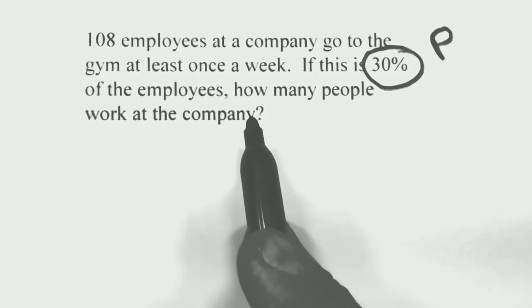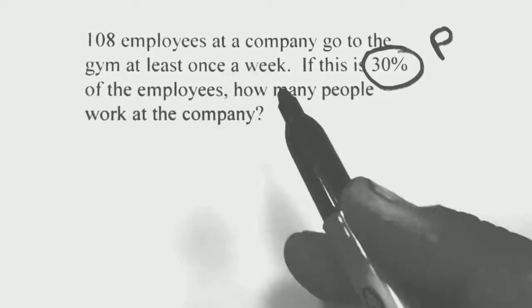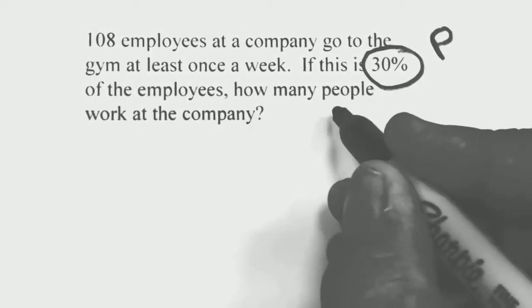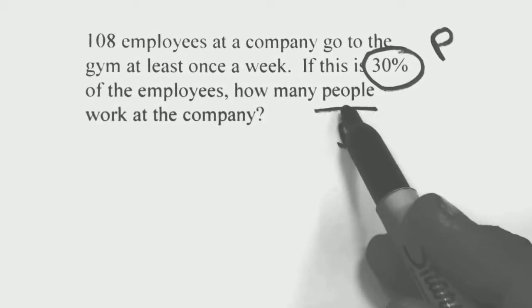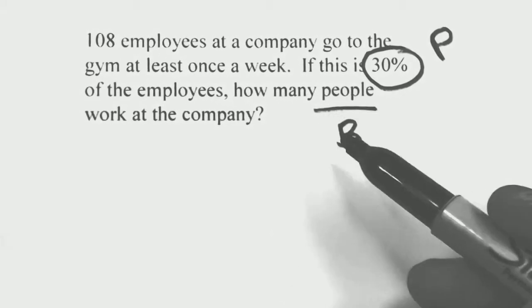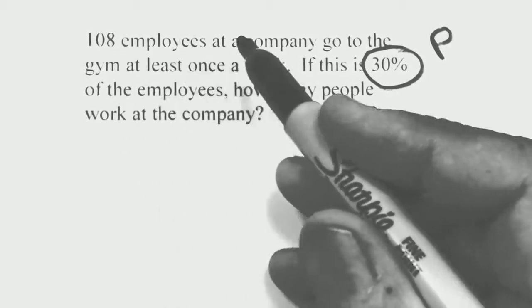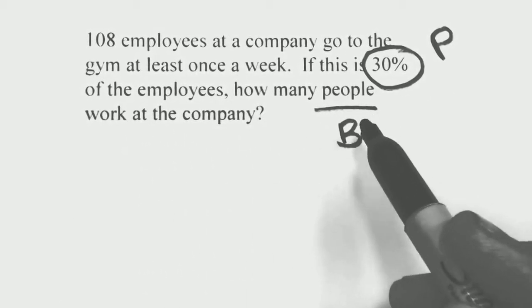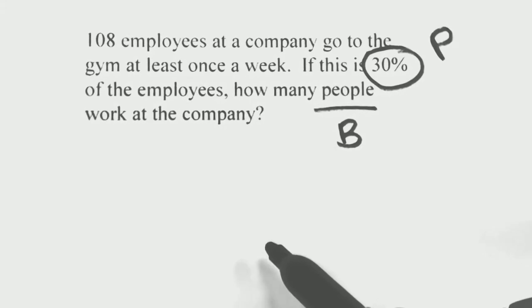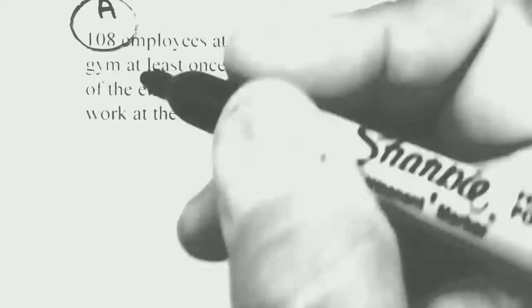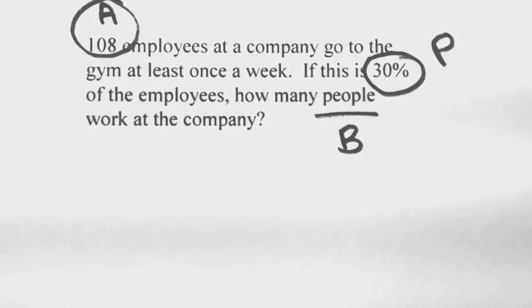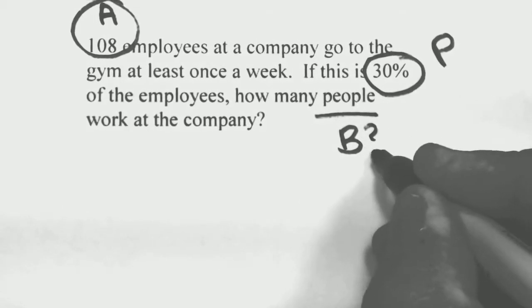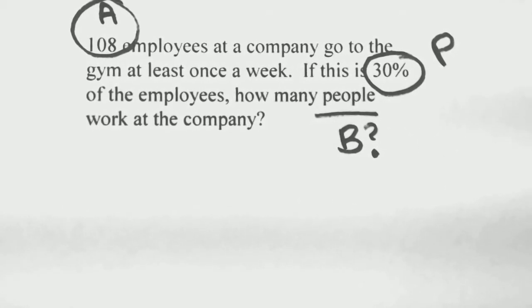Well, you've got to work at the company before you go to the gym. So the people that work at the company here has to be the base. We have to know that people are working at the company before we can say they're company employees that go to the gym. We've got to know they're working at the company first, so there's the base. That means the A is the amount of those employees that do go to the gym. So this problem, once again, it's the base that we're trying to identify.